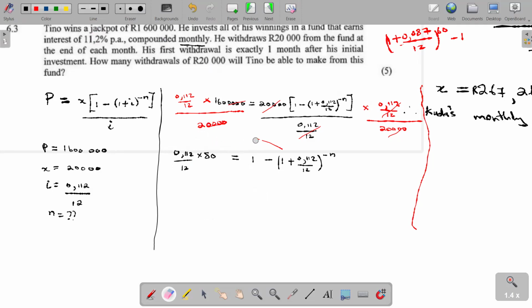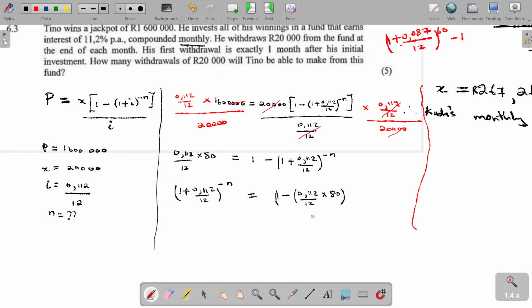So when we take that to that side, it becomes positive. It will be 1 plus 0.112 divided by 12 to the power negative n. This must be equal to 1 minus 0.112 over 12 multiplied by 80. This is what we are having.